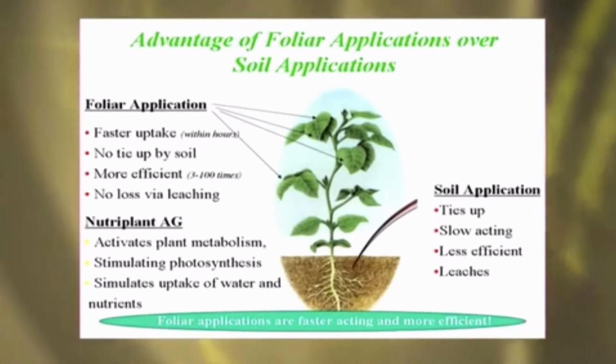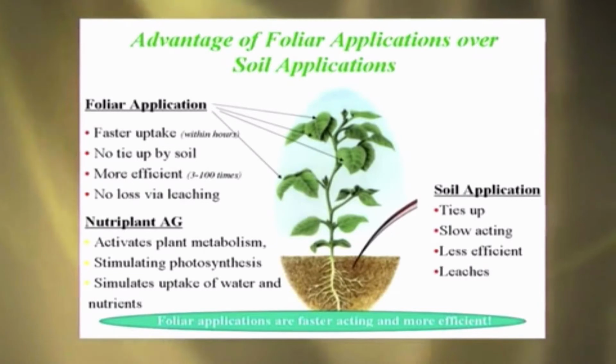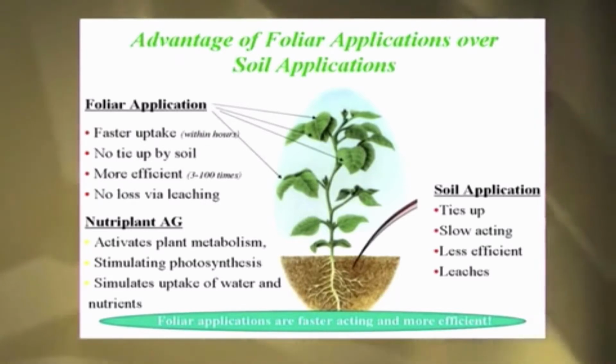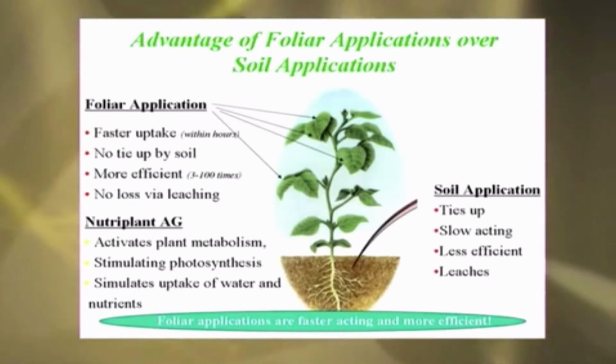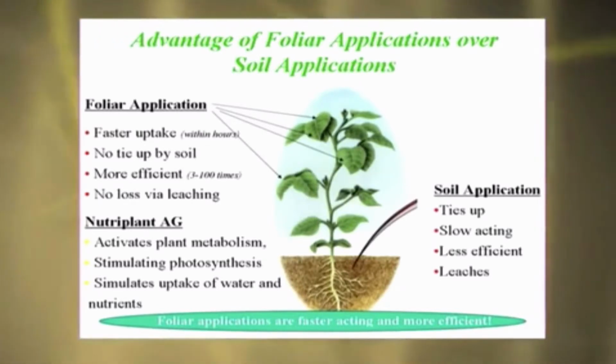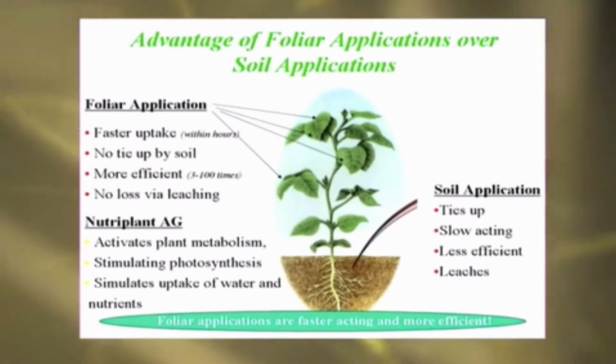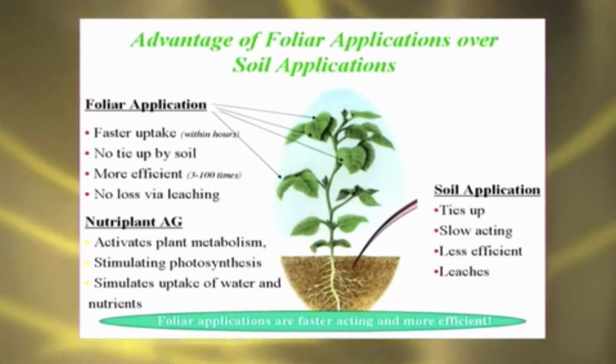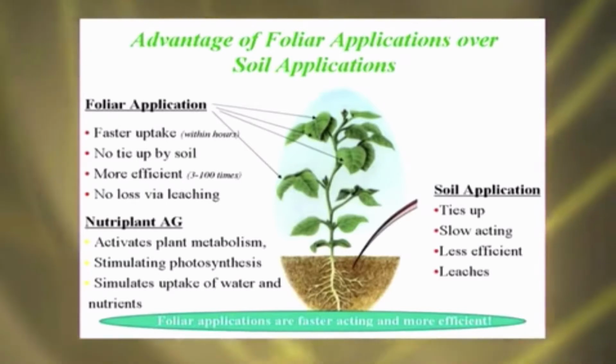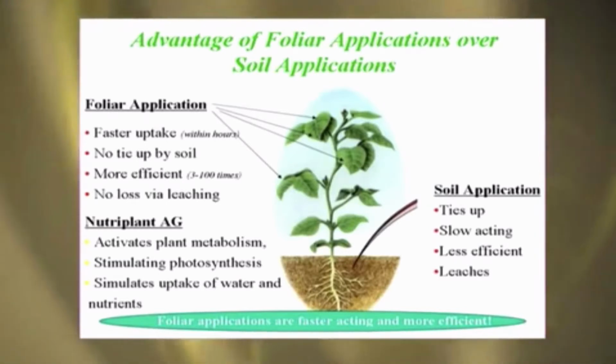There's no tie-up in the soil because you don't put them on the soil. Okay, they're between 3 and 100 times more effective. And those numbers range depending on the conditions and the product and the brand and all of that. But there's no loss to leaching. Leaching means that the water takes it below the root zone, takes it too deep. Well, if it's going on the leaf, it can't be lost to leaching.